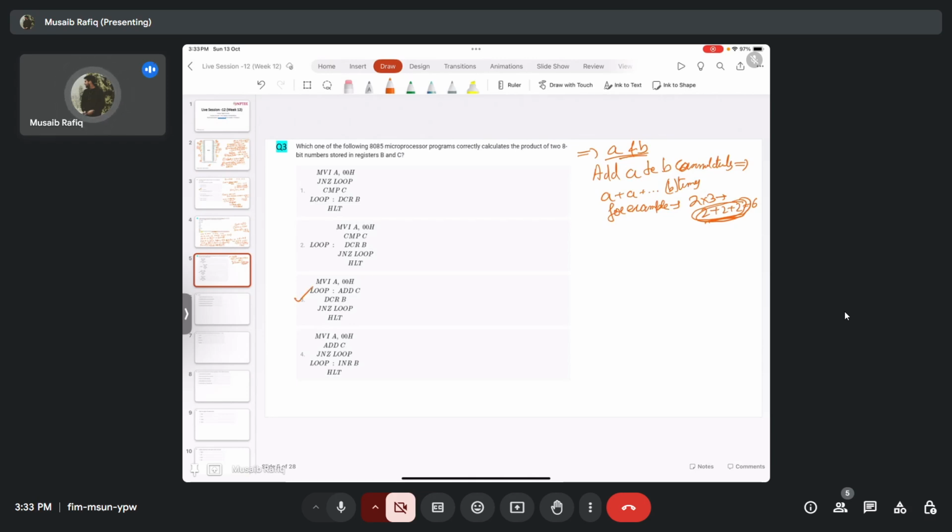First the accumulator contents are reset, so it's 00 hex. Then we have the loop: add C. Then I decrease the content of register B. Then again, for the non-zero case, I'll go back to add C. So it will be C plus C plus C until it goes outside the loop, when B will be equal to 0. That is your multiplication in short.